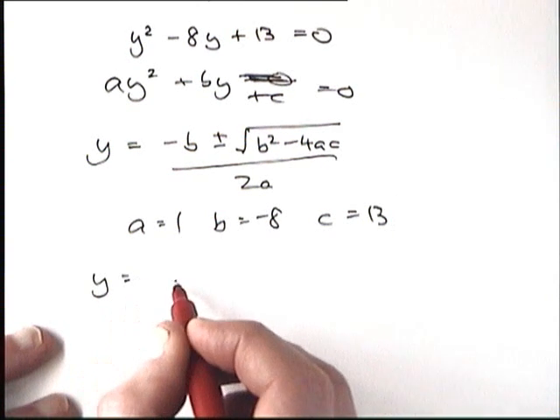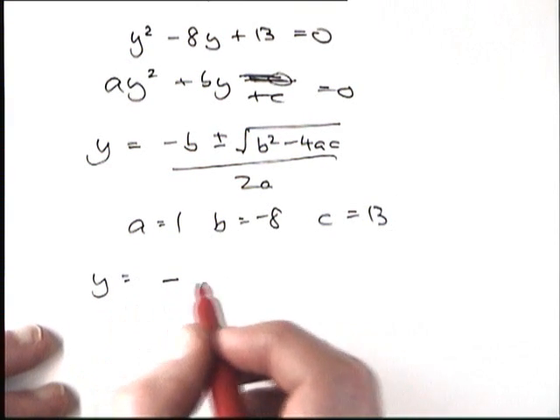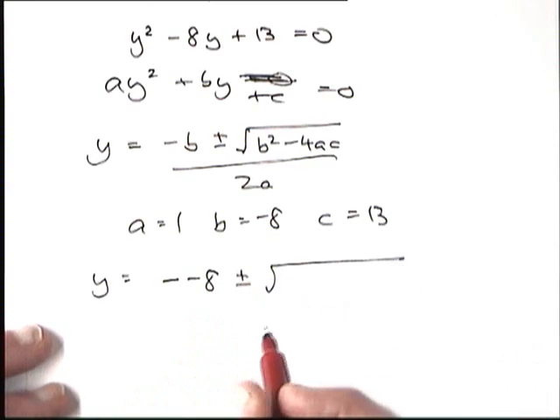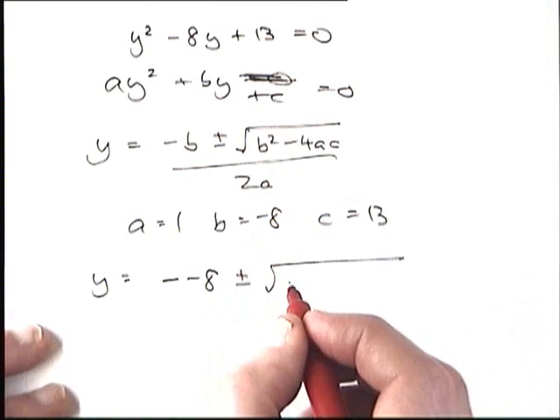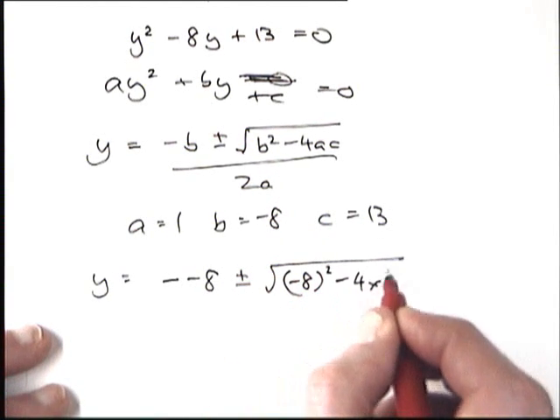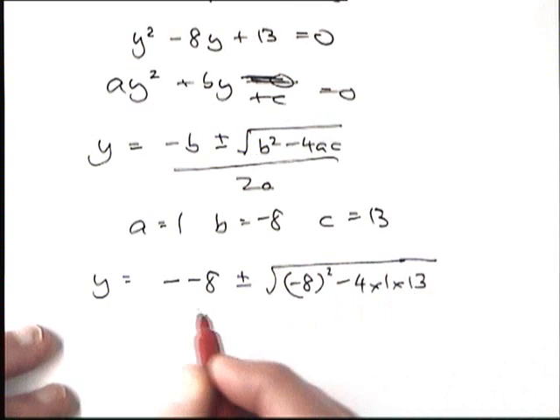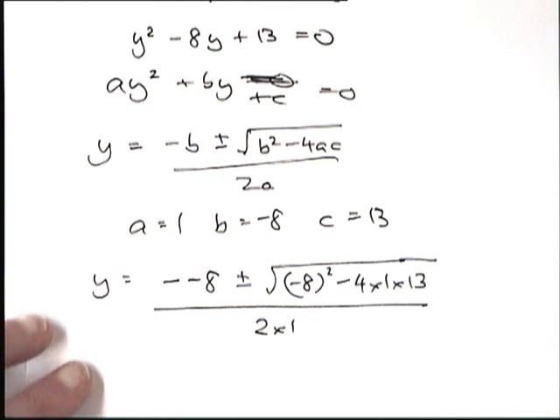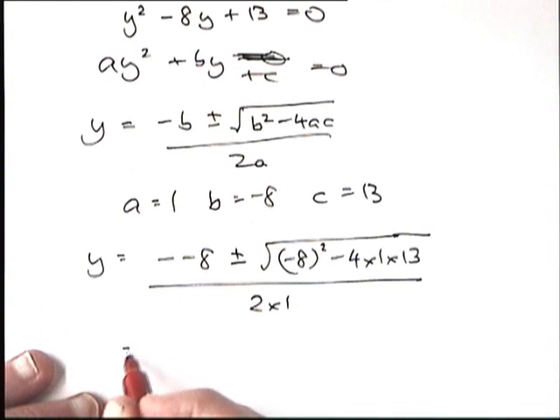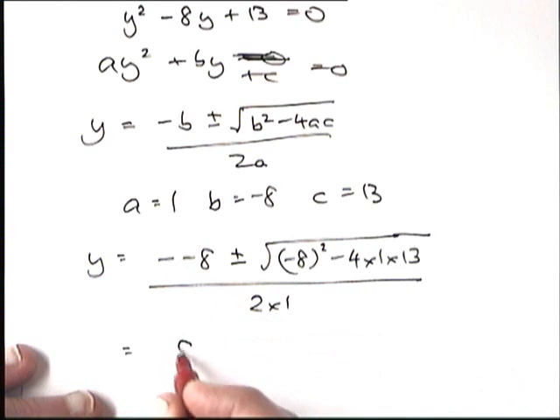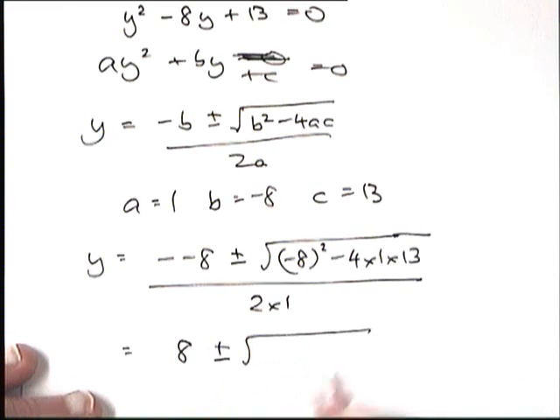So y equals minus b. So that's minus minus 8. Plus or minus the square root of b, which is minus 8 squared. Take away 4 lots of a, lots of c. And the whole thing is divided by 2 lots of a. So, minus minus, that makes a plus. 2 minuses together make a plus. So that's just 8. And then we're going to look at inside the square root sign.